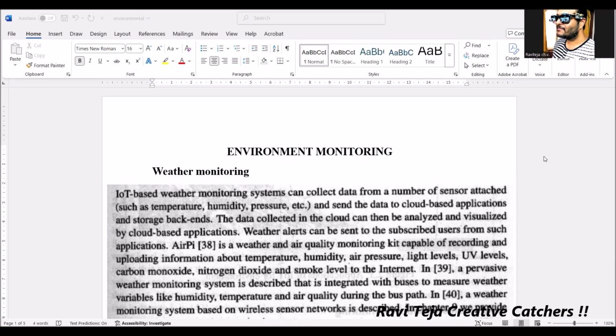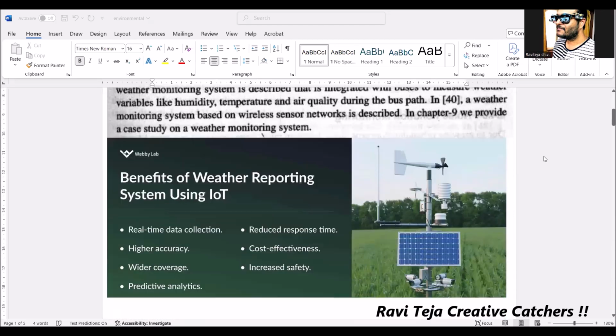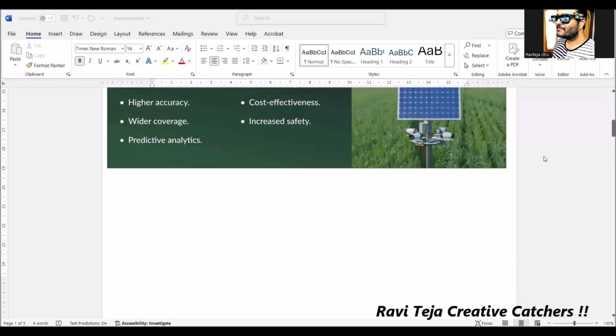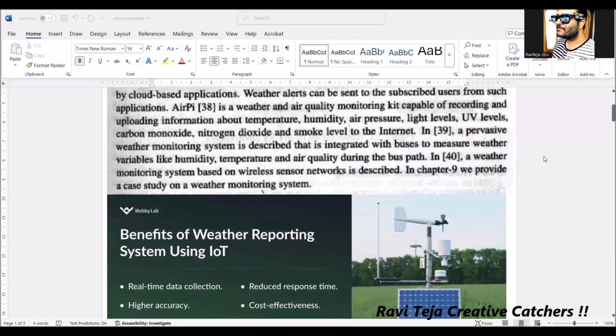In today's class, we are going to see some of the case studies with respect to environmental monitoring. So coming to environmental monitoring, we are going to use some IoT devices or IoT sensors where we will be monitoring some parameters like weather and air pollution or noise pollution, or many more aspects that we will be looking into.